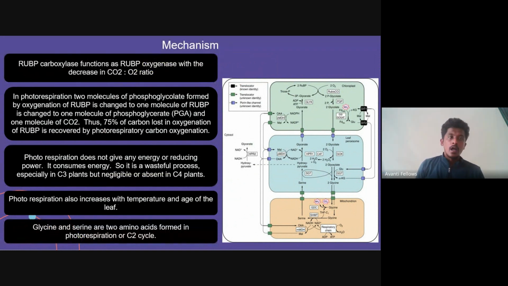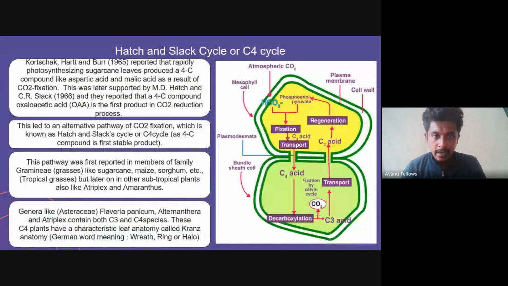Coming to another cycle, which is called the Hatch-Slack pathway, or the C4 pathway. What is happening in the C4 pathway? We have a very unique kind of setup within the plants. The C4 plants are very efficient plants. They grow in tropical regions, for example sugarcane. They are very rapidly photosynthesizing plants.